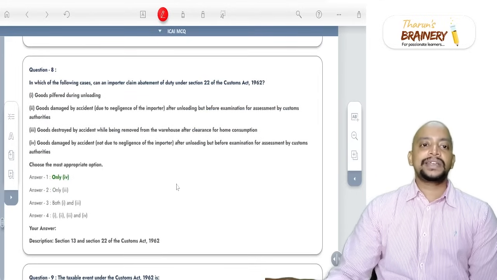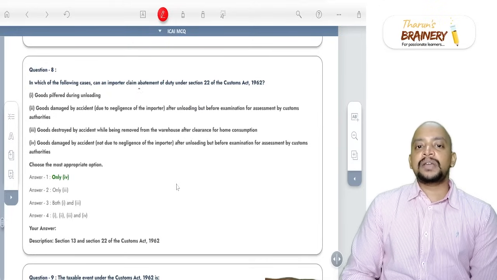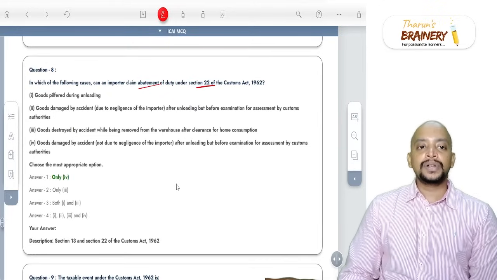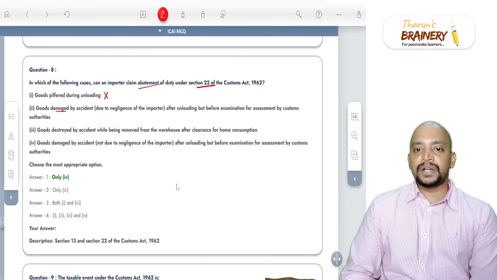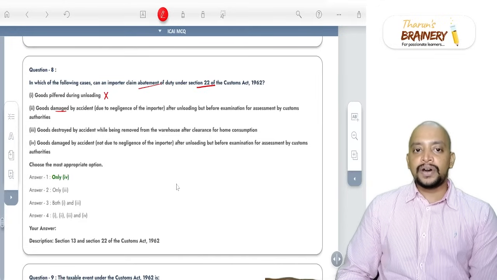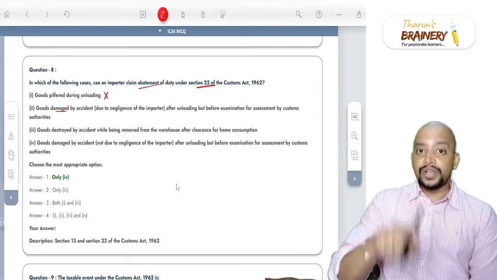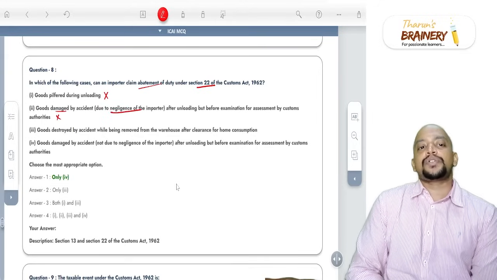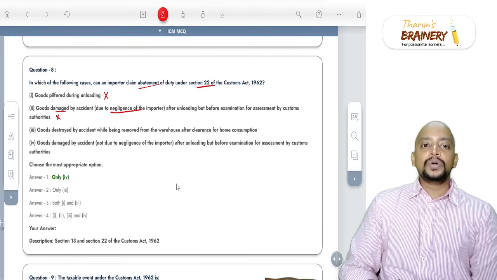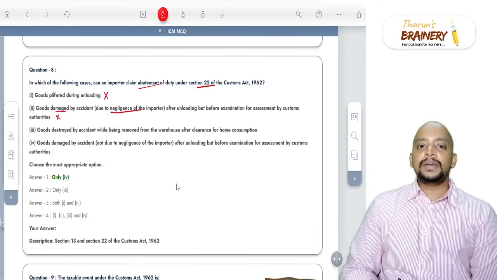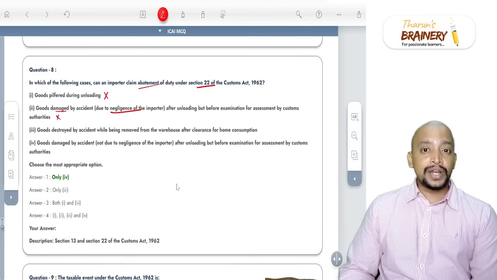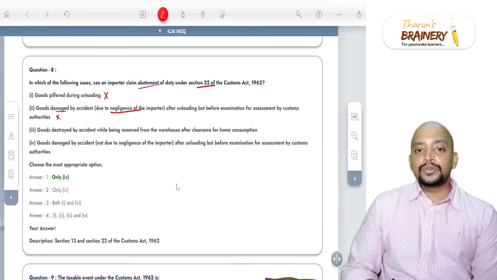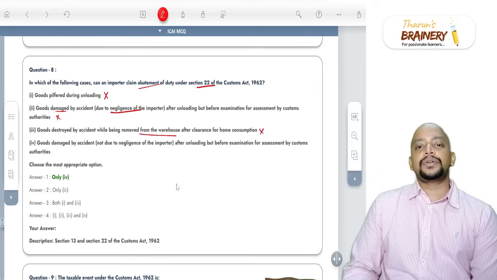Then question number 8. In which of the following cases can an importer claim abatement of duty under section 22? If the goods are pilfered, no, pilferage is section 13. Goods damaged by accident after unloading but before examination for assessment by the customs authorities, possible, but if this is due to negligence, not possible. It should not be due to negligence. Goods destroyed by accident while being removed from the warehouse after clearance for home consumption, not possible.